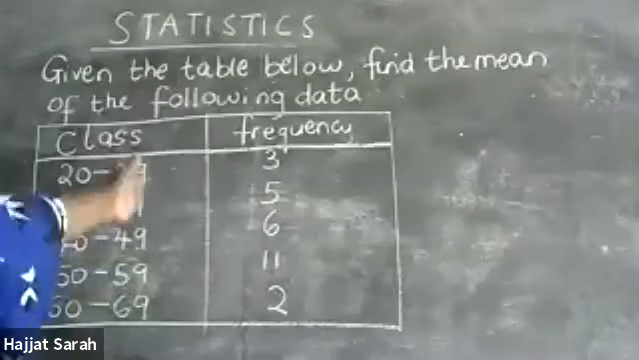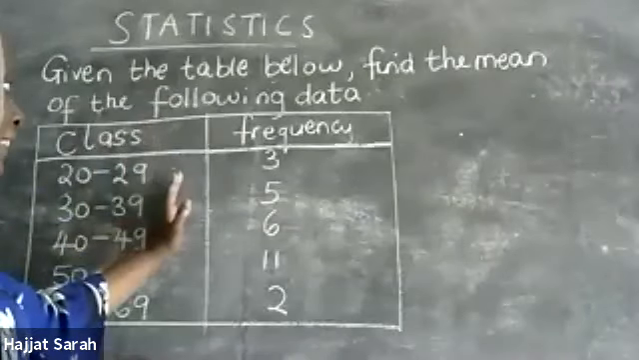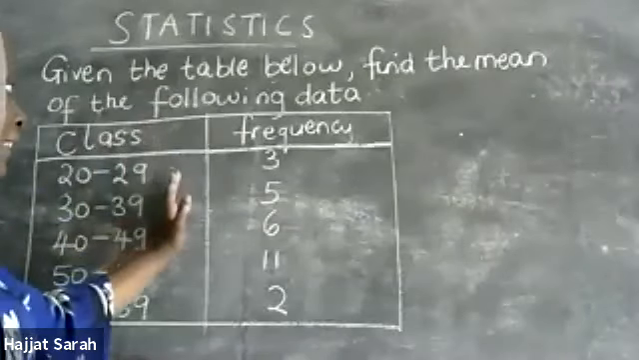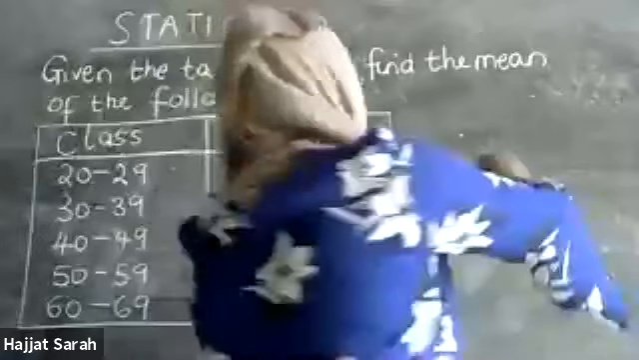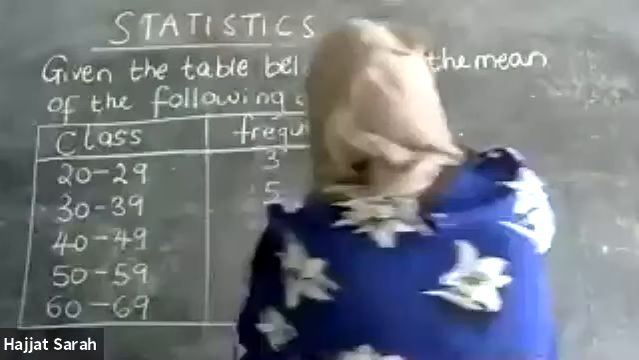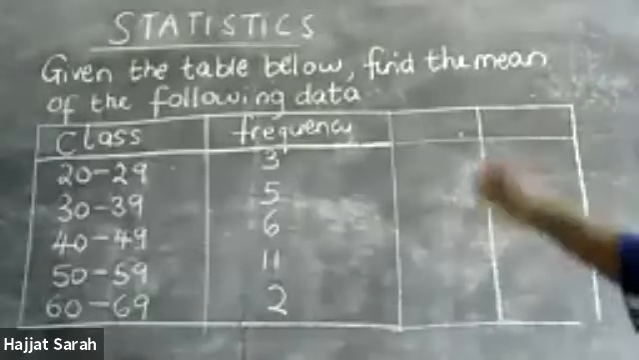So to complete our table, you have class, frequency. So what will we have here? You can tell me, what will I have to complete the table? If I was to draw a frequency distribution table, what else would I have here to get the mean?